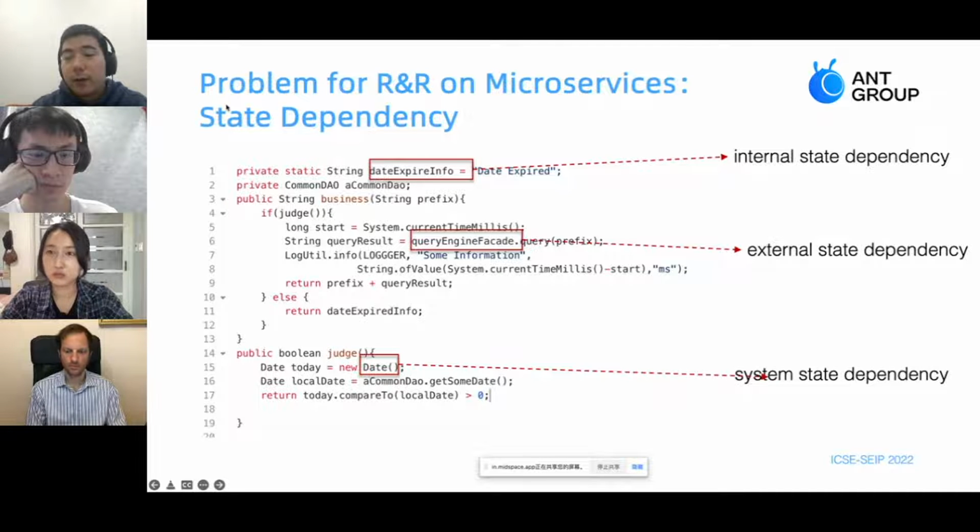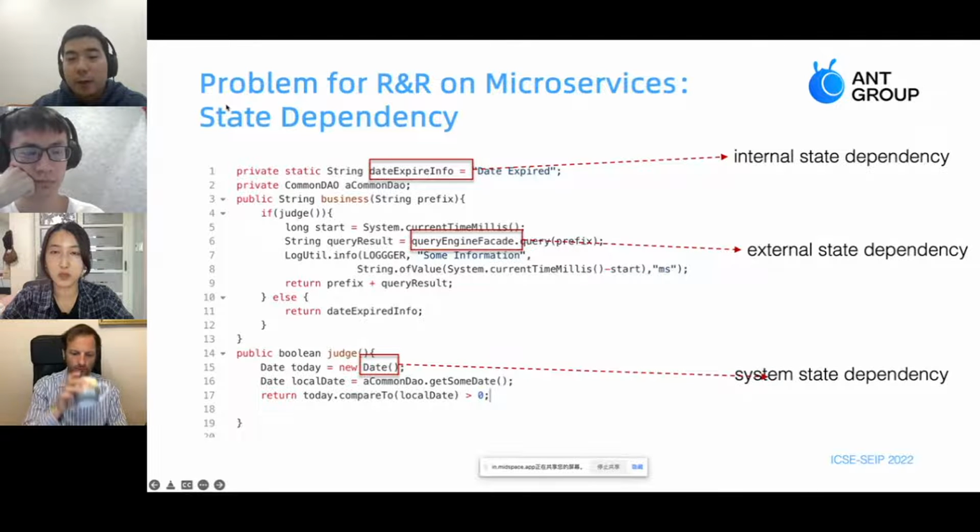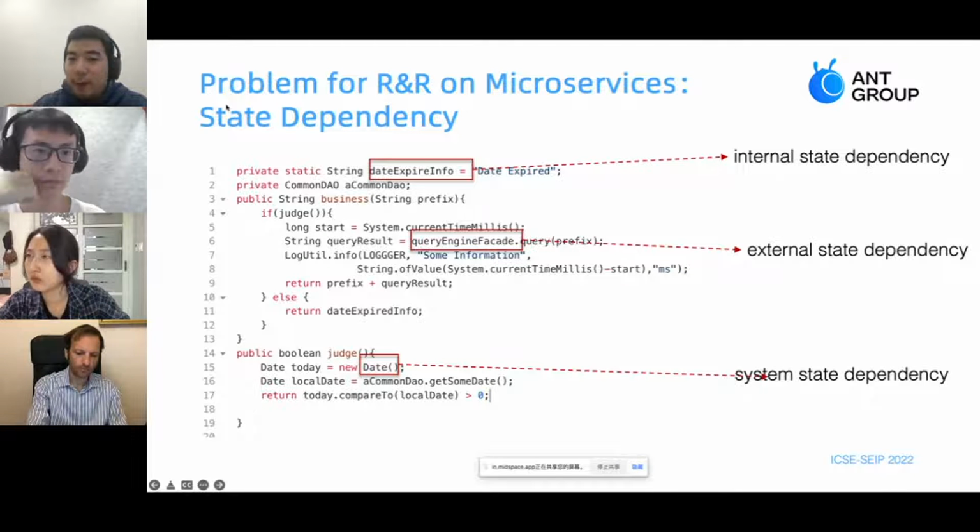It calls other microservices, like remote procedure calls, and they also have system state dependency, like the date and random numbers. It reads some system values that can change at different times. So even if the software or the microservice doesn't change, you may not replay the same traffic from the online environment in the offline environment.